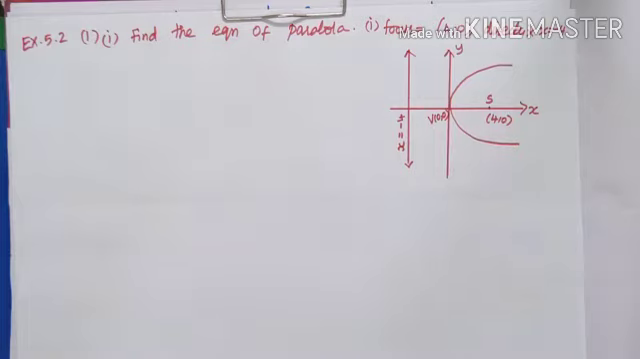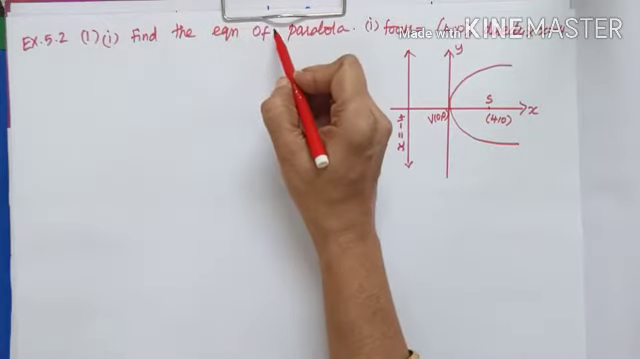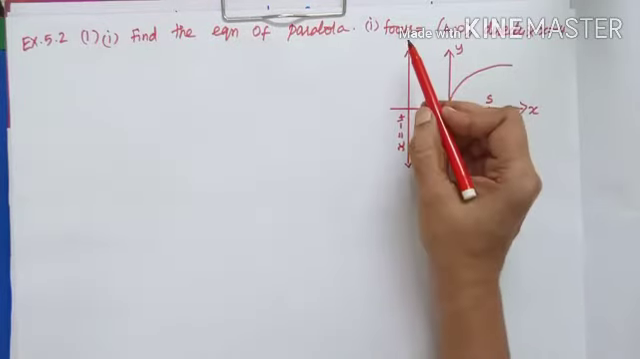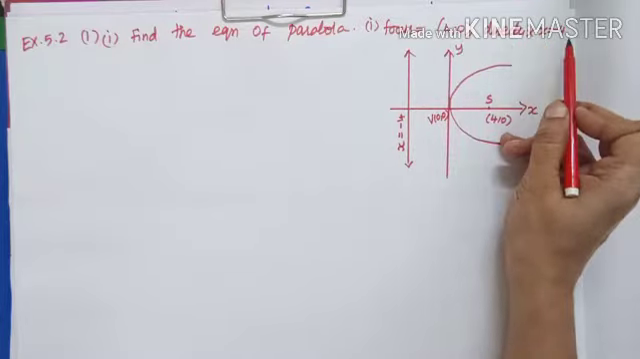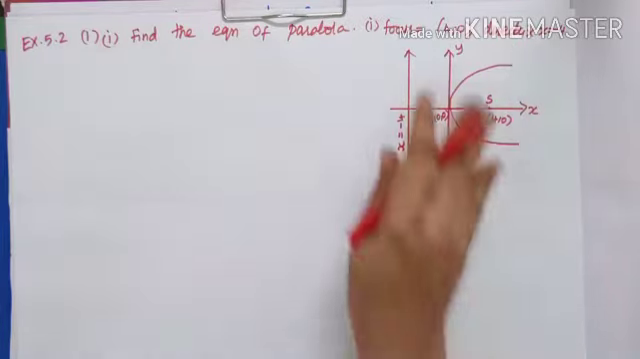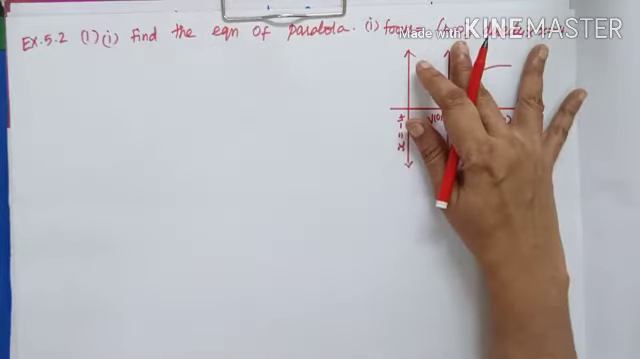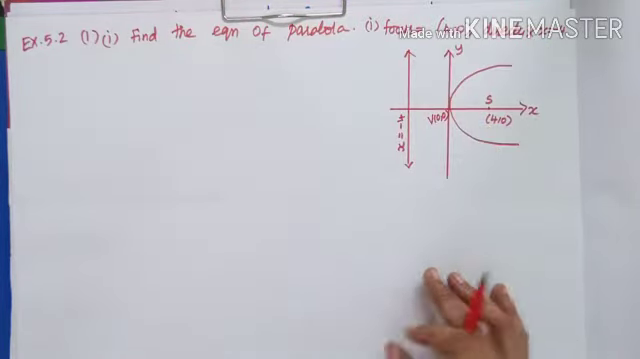Question number 1, subsection 1, exercise 5.2. We are going to find the equation of a parabola, given focus (4, 0) and directrix x equals -4. As I see these two conditions, let me mark them in the diagram.